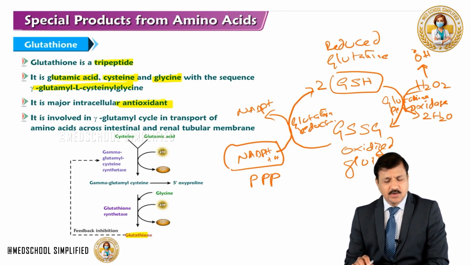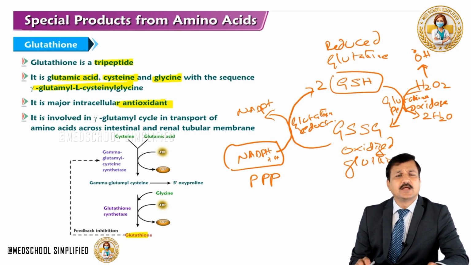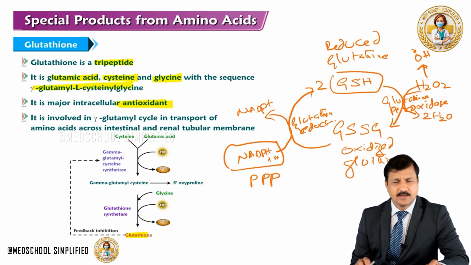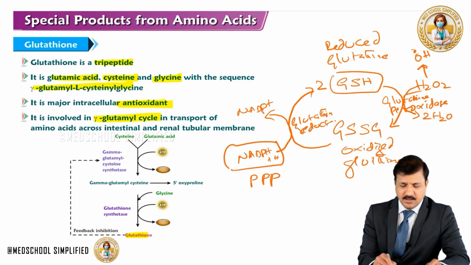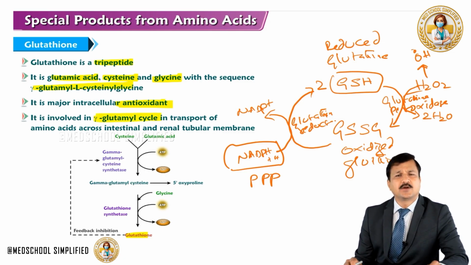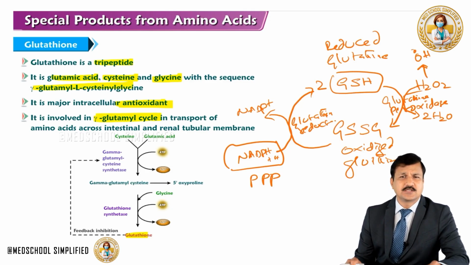Not only that, glutathione participates in transport of amino acids across the intestinal and renal tubular membrane, from the lumen inside the cell. That transport of amino acids from the lumen of the intestine or renal tubule into the cells is done by the gamma glutamyl cycle, and the gamma glutamyl cycle is in fact the way to regenerate or synthesize glutathione in our cells.